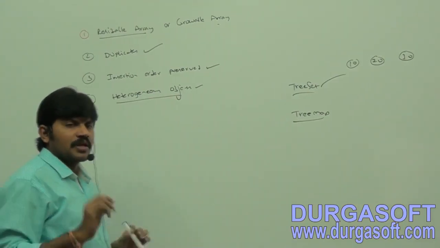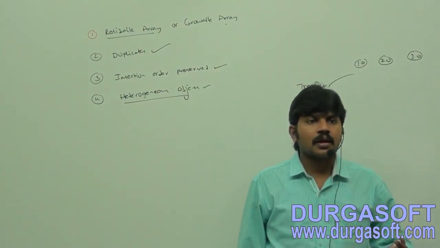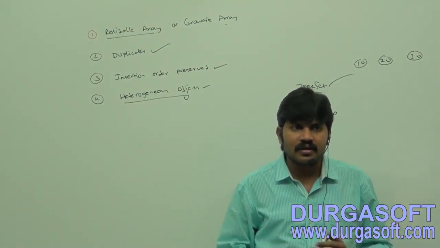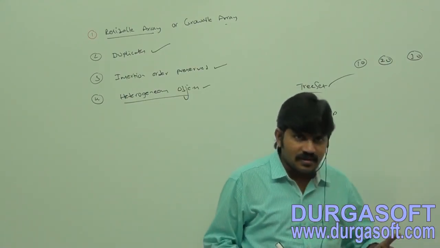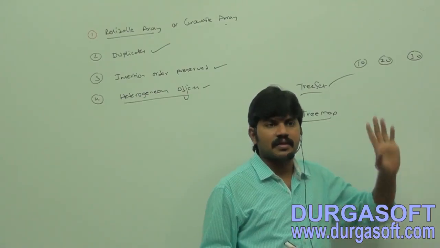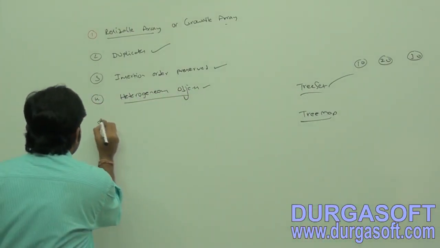Can you tell, in LinkedList are heterogeneous objects allowed or not? Allowed. HashSet, allowed or not? Allowed. TreeSet allowed or not? Not allowed. Remember, except TreeSet and TreeMap, everywhere heterogeneous objects are allowed.